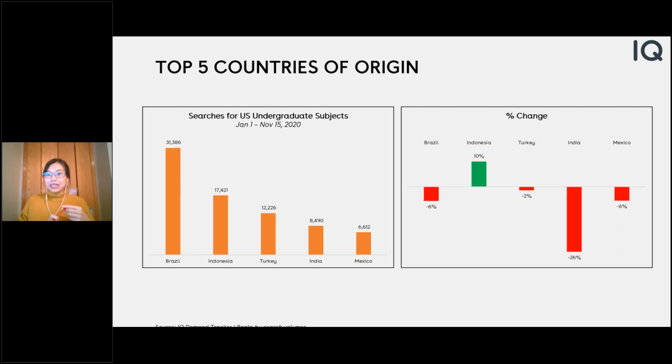So now let's take a look at the countries of origin perspective. The top 5 countries searching for undergraduate courses include Brazil, Indonesia, Turkey, India, and Mexico. And we can see that the majority of the countries are declining, but at a super marginal level. Let's take a look at India here. We see a drop of 26%, which is pretty huge.